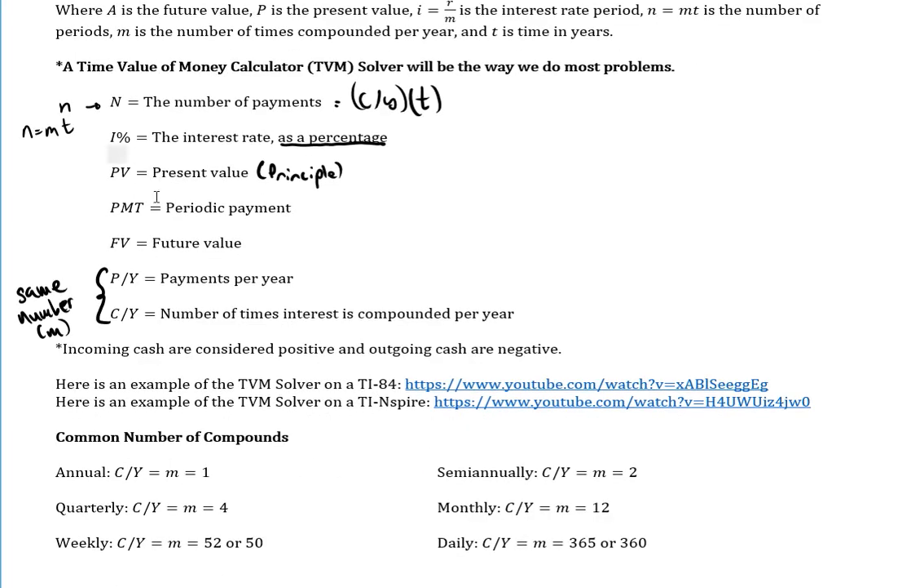Oh, one other side note. When we start to plug values into these, we usually consider incoming cash as positive and outgoing cash as negative. So if we deposit $1,000 into an account, that would be considered negative. Because the other way to look at it is, if I deposit $1,000 into an account, I no longer have that $1,000. It's in the account. The bank has it at that moment. So we can say, well, I just spent $1,000. But at the end, I would assume I'd get it back with interest. Then that would be a positive value.